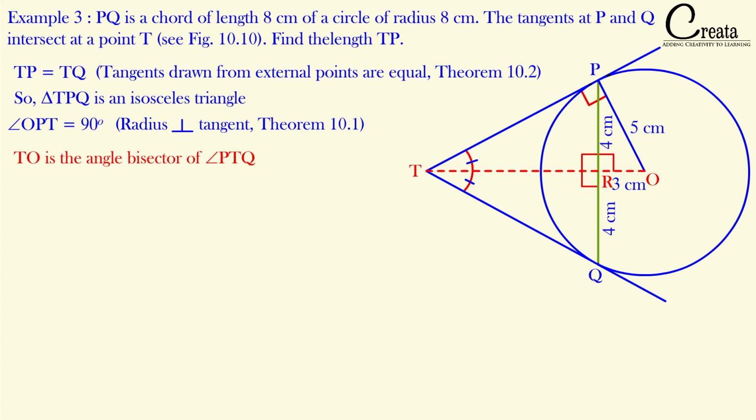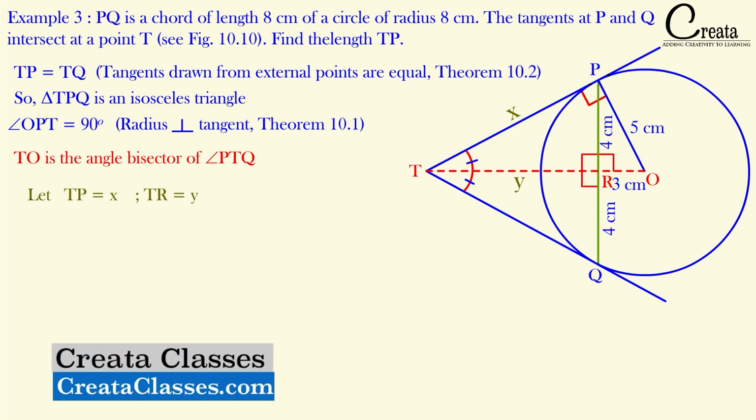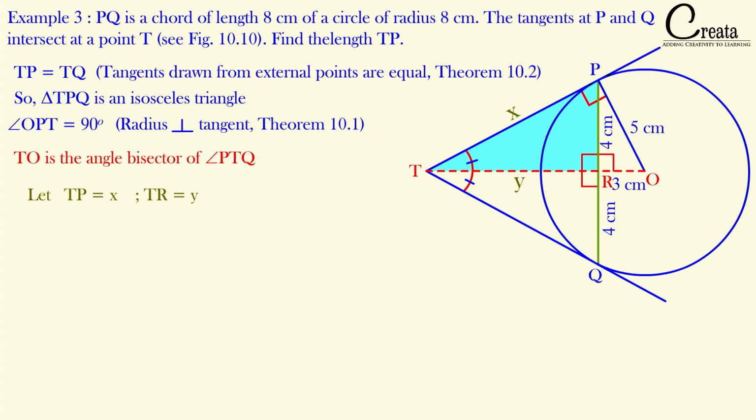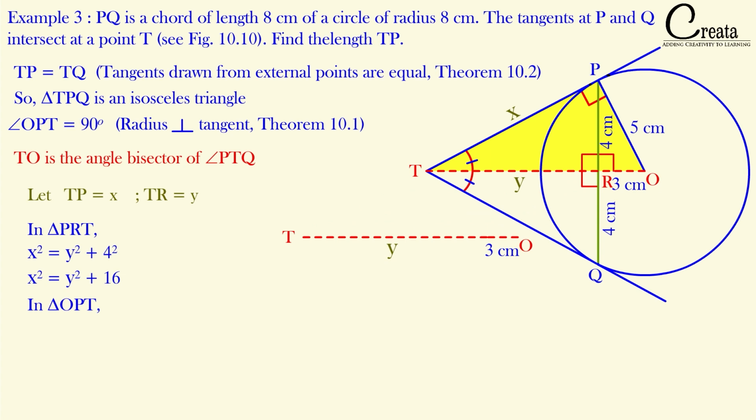know both the approaches. To make it simple, let's assume TP as x and TR as y, just for simplicity. Here if we apply the Pythagoras in the triangle PRT, x will be the hypotenuse. We got x square is equal to y square plus 4 square, which will be x square is equal to y square plus 16. Further, we can also apply the Pythagoras in the triangle OPT. Here the hypotenuse will be this complete length, which will be y plus 3. The complete length is y plus 3, which is the hypotenuse.